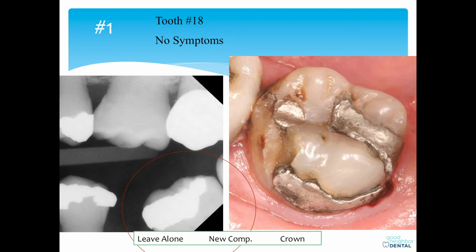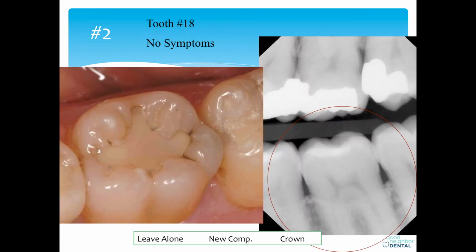This is tooth number 18. There's no symptoms. The x-ray is on the left, it's circled. The fillings are on the right. Are you going to leave it alone, place a new composite, or crown it? Tooth number 18 again, no symptoms whatsoever. Are you going to leave it alone, new composite, or crown it?